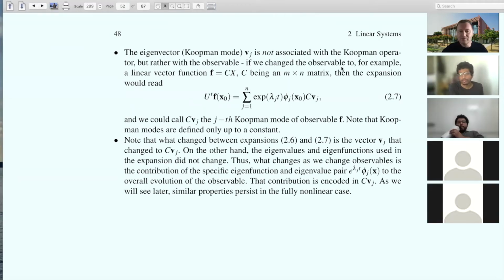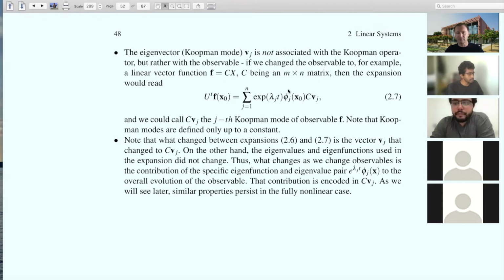So here we're going to continue our discussion of Koopman operator for linear systems that have distinct eigenvalues. And what we proved last time is that for a vector of observables, f equals Cx, where C is some n by n matrix, the time evolution of the vector of observables f, starting from some initial condition x0, can be written as what we call the spectral expansion.